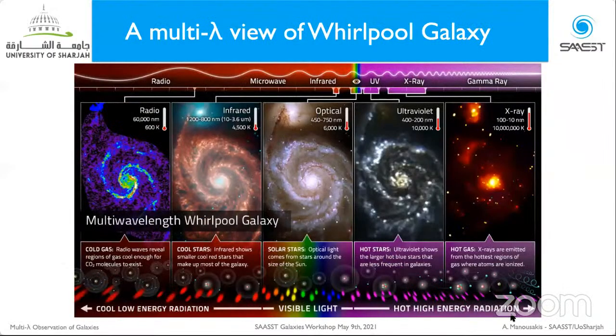And let's see what these components are and what we see in different wavelengths. Here is an example of the Whirlpool galaxy. And when we're looking at the radio waves, you are going to see cold gas, a region of gas cool enough for carbon monoxide molecules in this particular band.